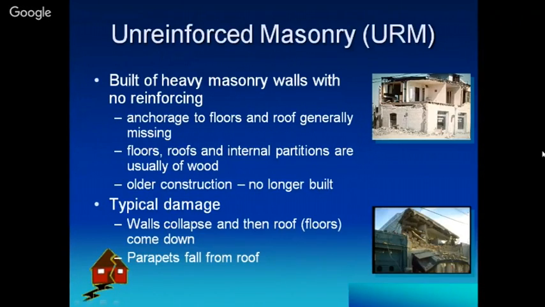Older construction is no longer built. Typical damage: walls collapse and then roof and floors come down. So it could be vice versa also. If your wall falls out, your slab is going to come down, and if there's some problem in your slab, the slab comes out, and if it is having some connectivity with your walls, then your walls are going to come out of plane failure.